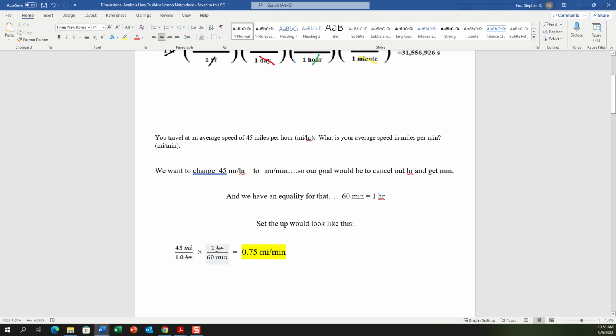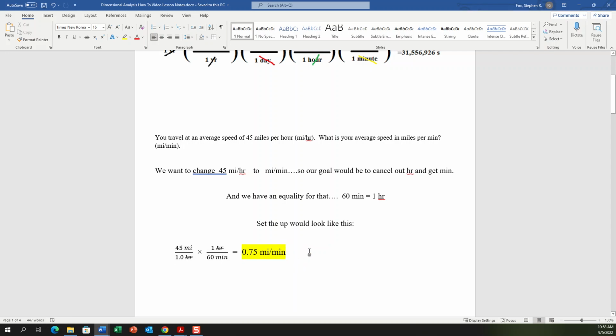Okay. And what are you left with? You're left with miles on top and minutes on the bottom. That's miles per minute. So you end up with the unit you want. And now you just have to do the math. So 45 divided by 1. Okay, so 45. And then 45 times 1. And then divided by 60. So 45 divided by 60. So 0.75 miles in a minute.